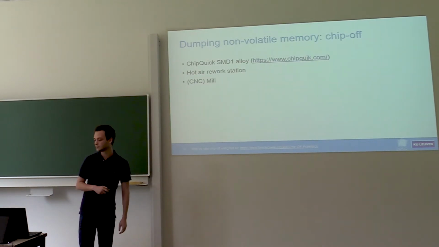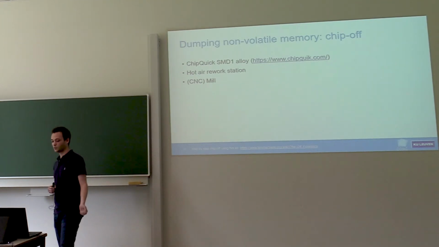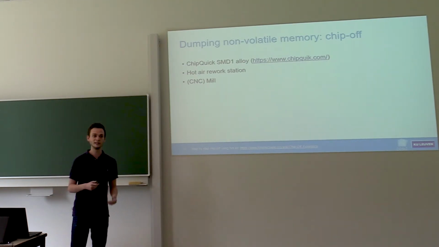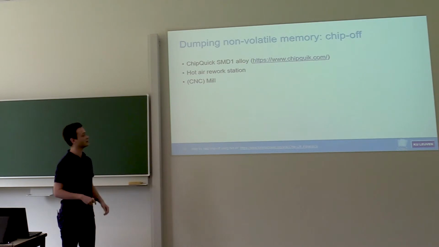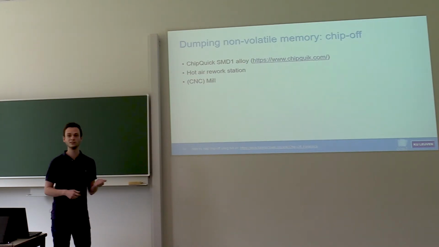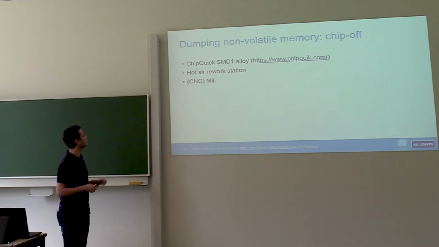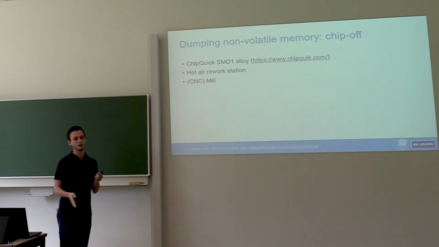Then the last option basically is to take the chip off the board and then put it in a reader. So you have a few options. If it's a surface mount component, the easiest thing to do is use a low melting point solder alloy made by ChipQuick. For BGA chips, you can use a hot air station, or you can mill the board from the back down to the solder balls, but this is of course destructive to your board.